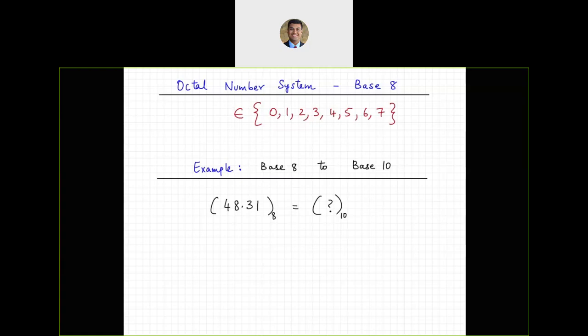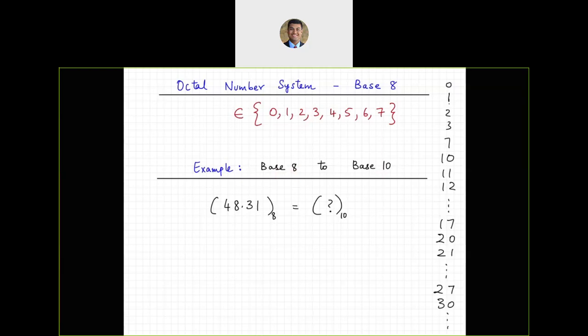So if I asked you to count in octal number system, how would you count? Well, you would start with 0, so 0, 1, 2, 3, all the way down to 7. After 7 will be what? Yes. 17, 20, 27, 30, and so on. So that's how you would count in octal number system. So let's do a simple conversion here. How do you convert from base 8 to base 10?